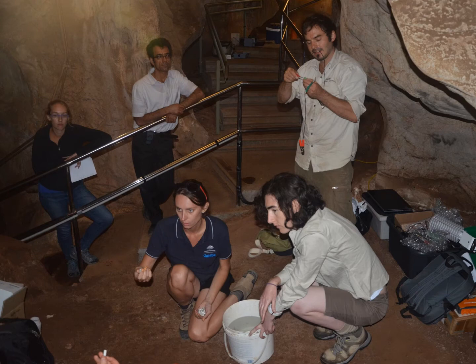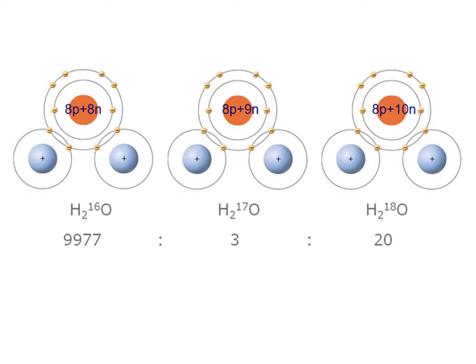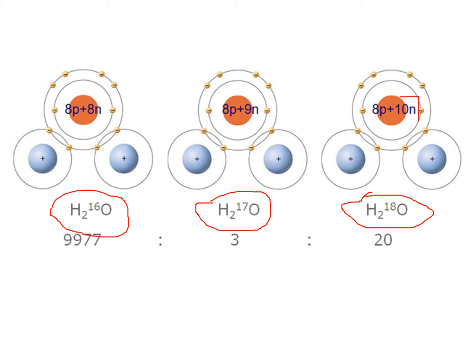So I guess the question is, what are isotopes? The example of an isotope that I'm going to use is the water isotope. Water is H2O, so 2 hydrogens and 1 oxygen, and you can see on this slide that that's written down as a chemical formula. So we have H2O16 on the left, H2O17 in the middle, and H2O18 on the right. The 16 and the 17 and the 18 tell you that there are different masses of oxygen, and that's because there's a different number of neutrons in each of the oxygen molecules.